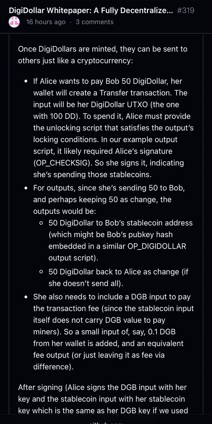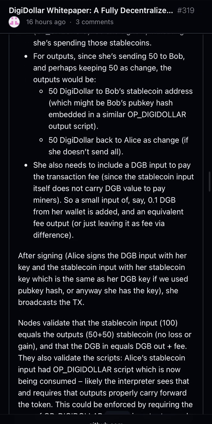The input will be her DigiDollar UTXO, the one with 100 DD. To spend it, Alice must provide the unlocking script that satisfies the output's locking conditions. In our example output script, it likely required Alice's signature, OP_CHECKSIG. So she signs it, indicating she's spending those stablecoins.